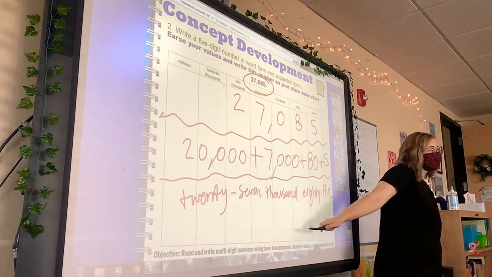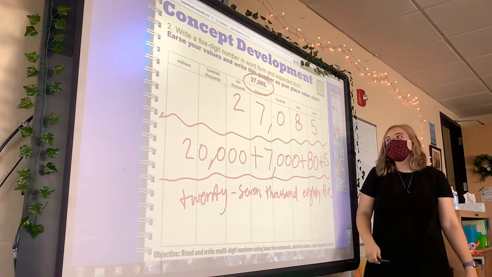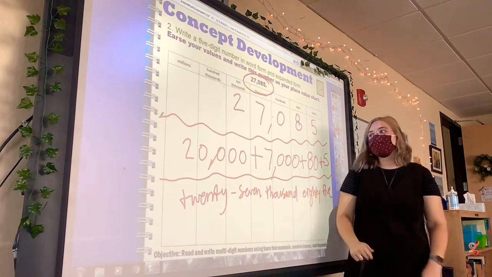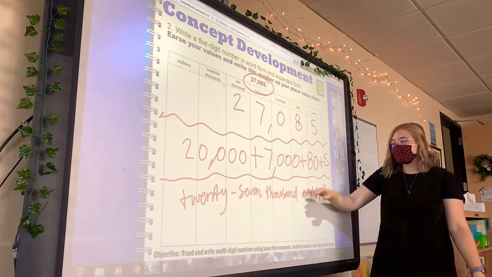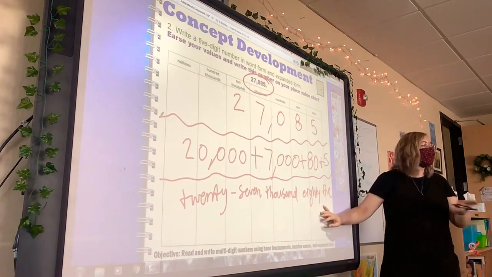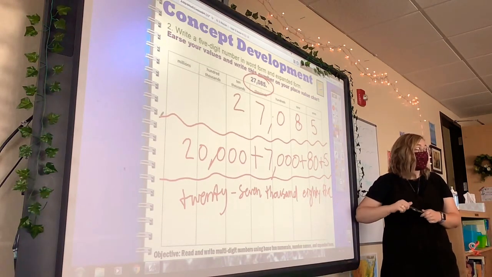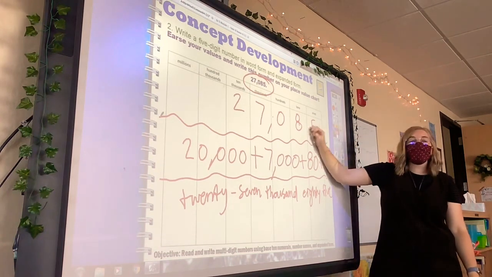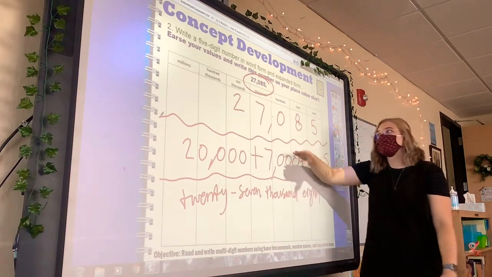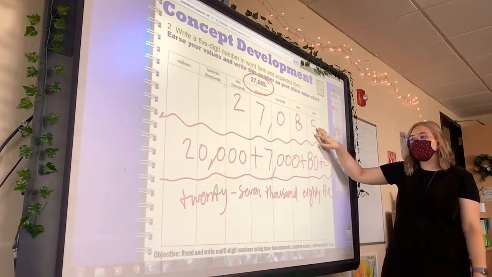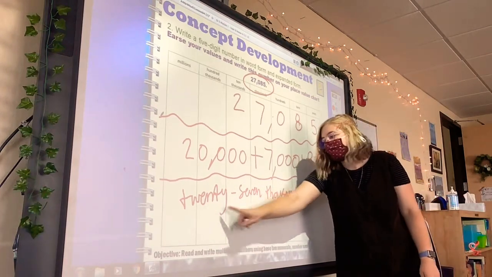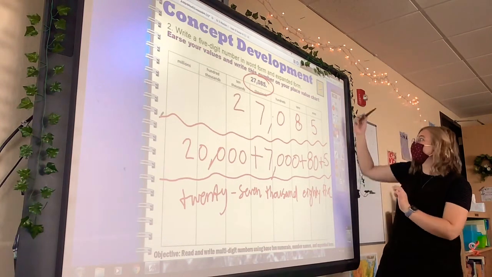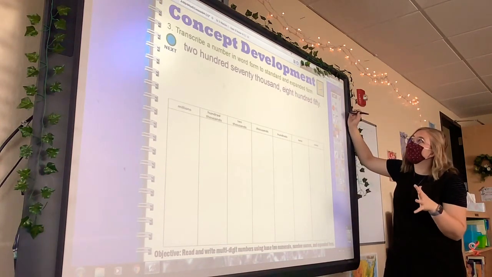One last thing I want to say about word form. Notice how I didn't write it in expanded form in words. I didn't say 20,000 plus 7,000 plus 80 plus 5. That's not what I'm writing. I wrote it as if I was going to read the number. So this number is 27,085. That's exactly what I wrote down here. 27,085. Okay? Are we good? I think that's pretty much it.